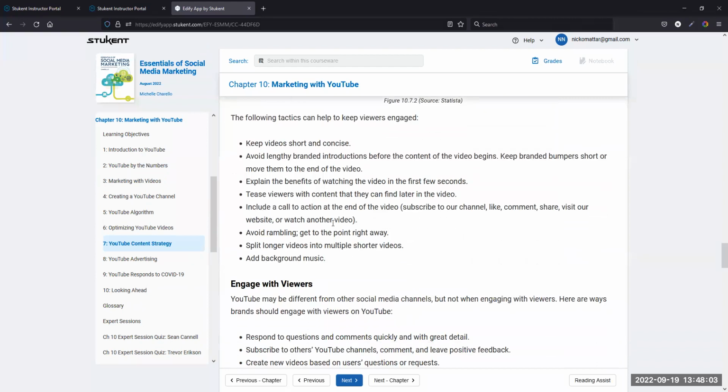Now, how do you keep people engaged? Keep videos short and concise. Of course, that's going to be a theme everywhere. Don't do a big lengthy introduction. Absolutely. Explain the benefits. Yes. You want to catch people's attention as fast as possible, and be sure to speak concisely and to not go into too much of a tangent.